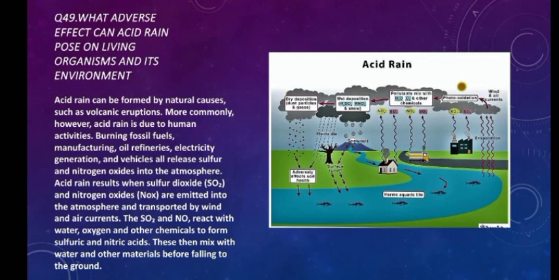What adverse effect can acid rain pose on living organisms and their environment? Acid rain can be formed by natural causes, such as volcanic eruption. More commonly, however, acid rain is due to human activities.